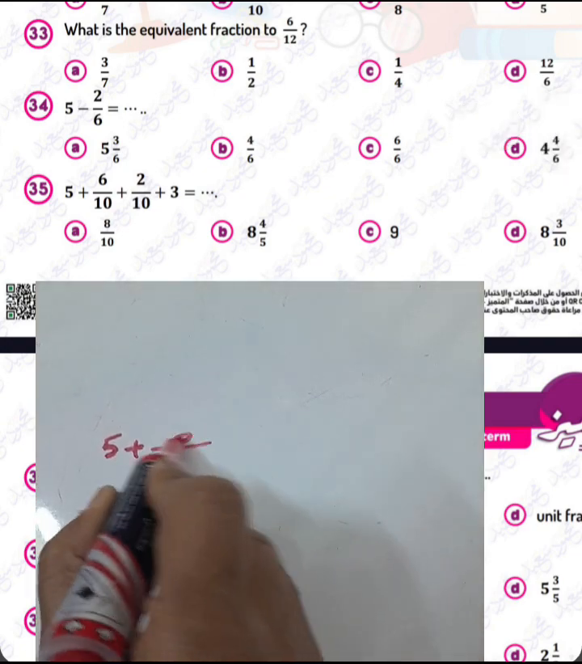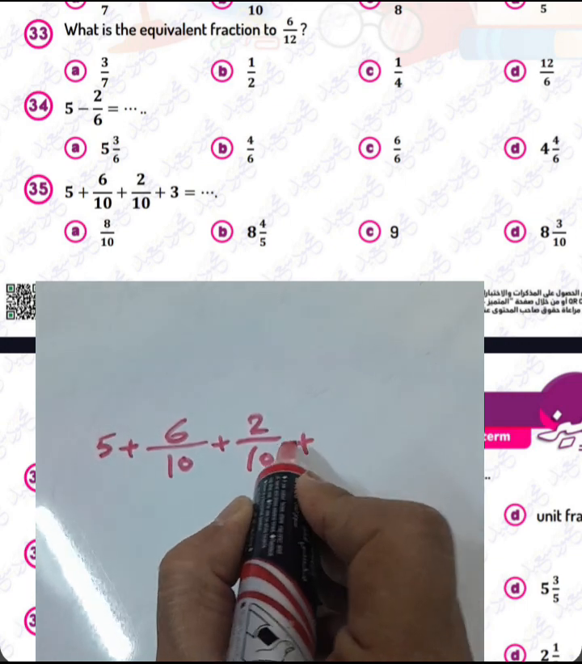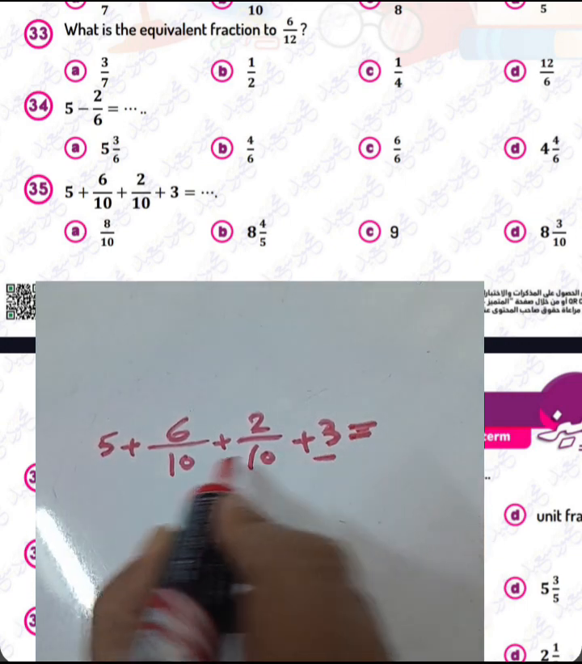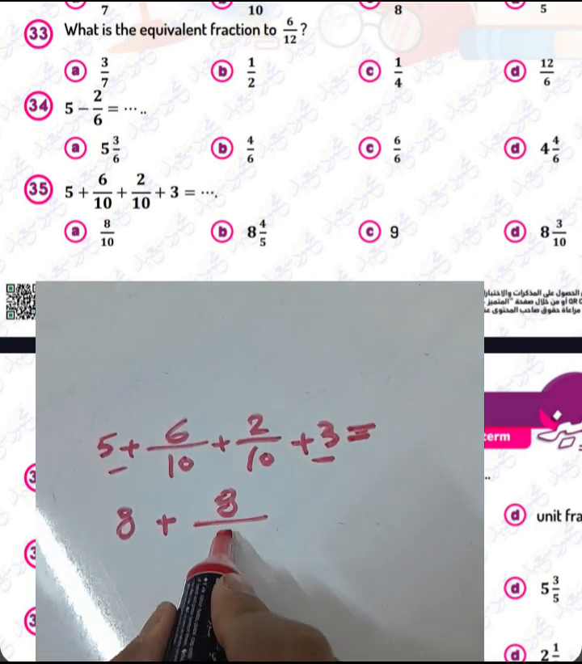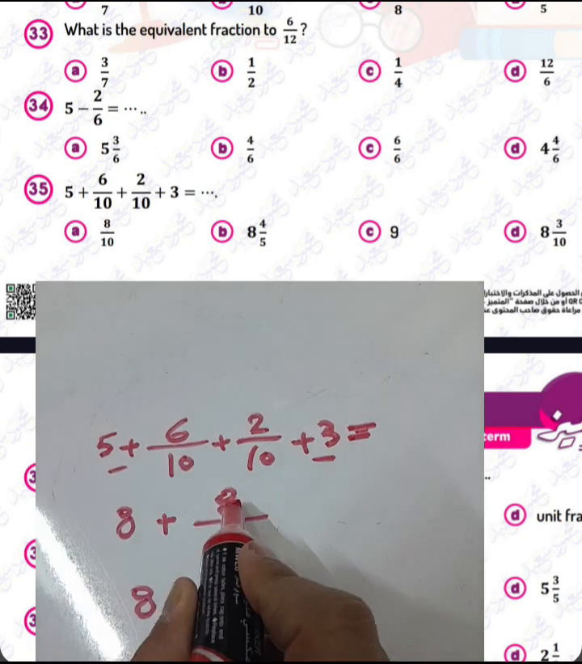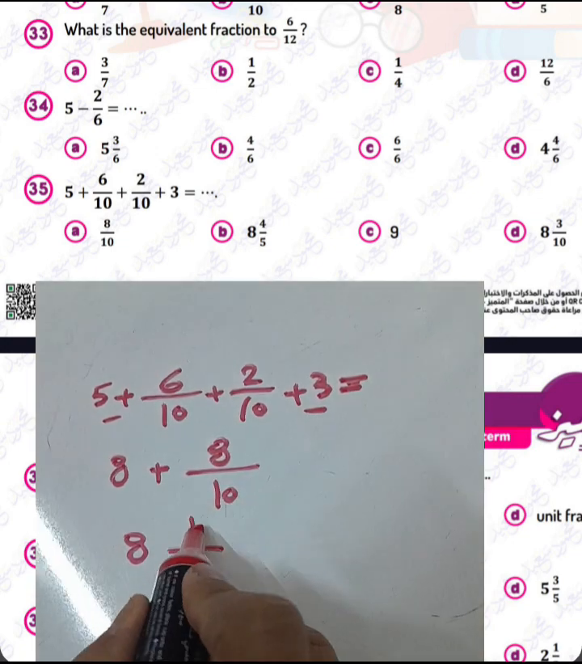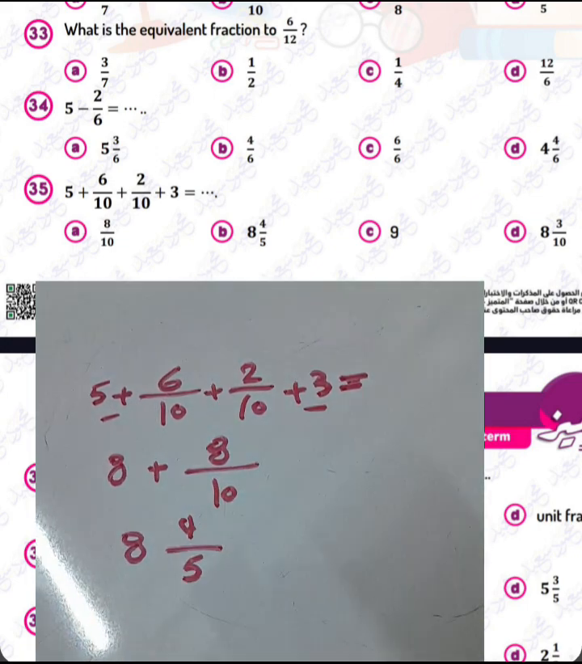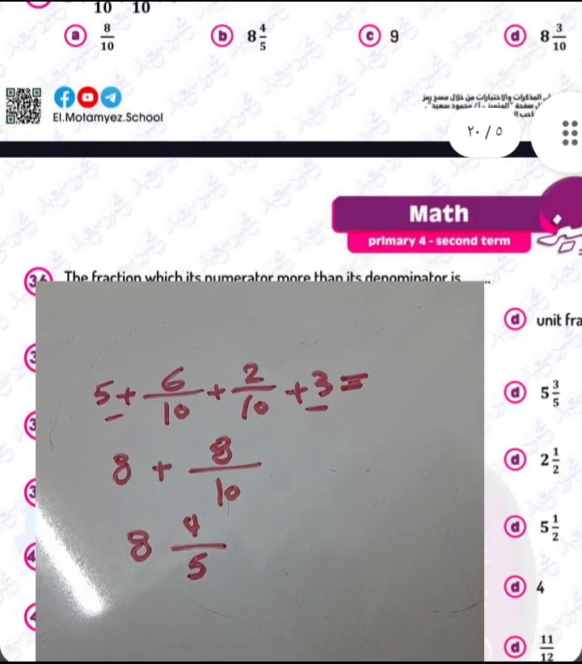Next example, 35. 5 plus 6 over 10 plus 2 over 10 plus 3. We can write 5 plus 3 equals 8. And 6 plus 2 equals 8, 8 over 10. You can write 8, and 8 over 10 you can simplify by dividing the numerator and denominator by 2, it will be 4 over 5. 8 divided by 2 equals 4, 10 divided by 2 equals 5. Then the result will be letter B, 8 and 4 over 5.